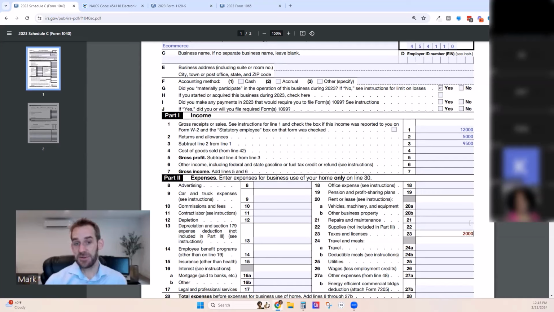So this does two things. It satisfies the IRS computers. It doesn't cause any flags because your gross sales matches what they have on record. And it doesn't affect your net income or your taxable net income because you're subtracting it back out for tax purposes.